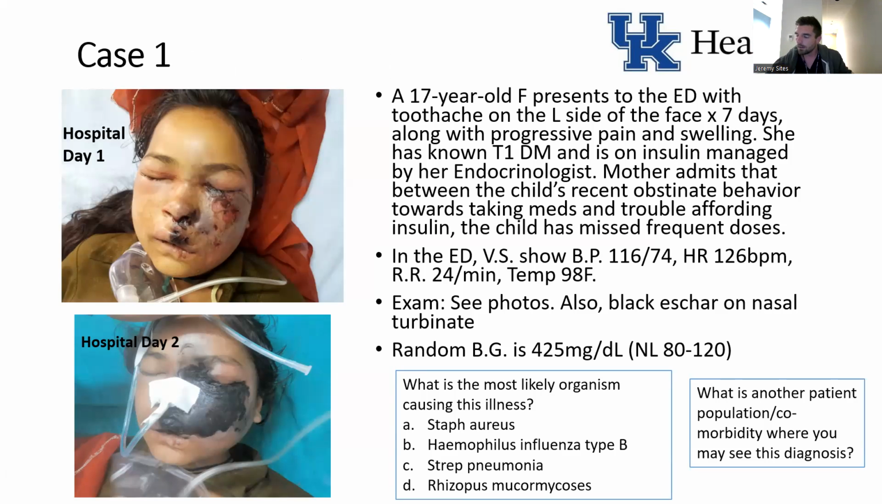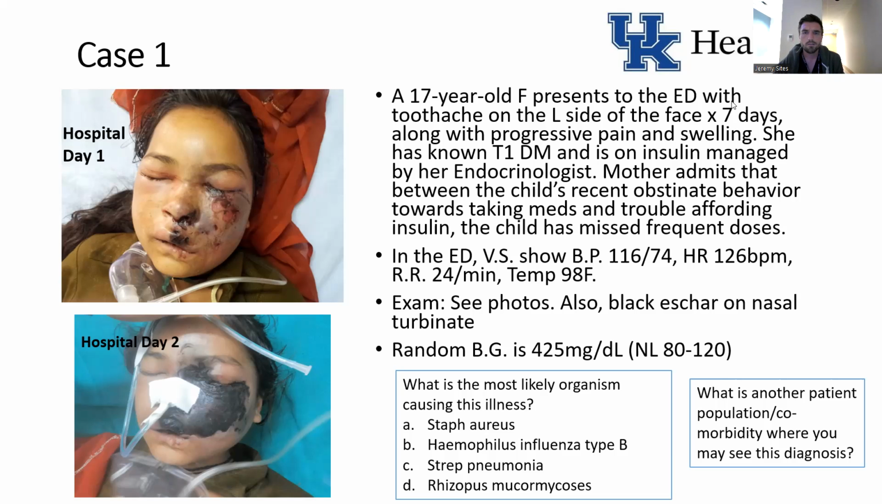Okay. So this patient is a 17-year-old female presenting to the emergency department with toothache on the left side of the face times 7 days, along with progressive pain and swelling. She has known type 1 diabetes and is on an insulin management plan by her endocrinologist. However, mom admits that the child has been somewhat rebellious and obstinate about taking her insulin, and lately the mother is having trouble affording the insulin. So the child has recently missed many doses of her insulin.